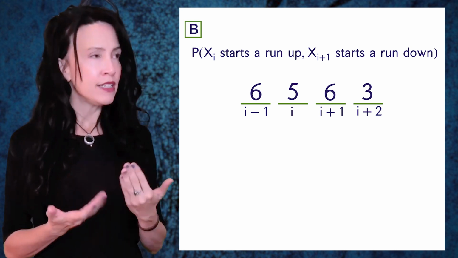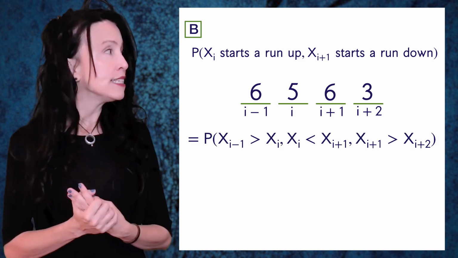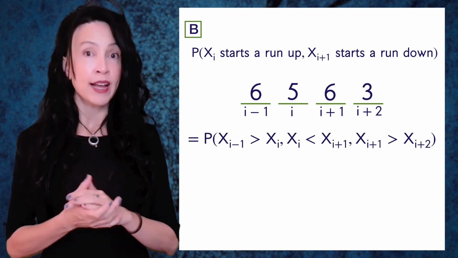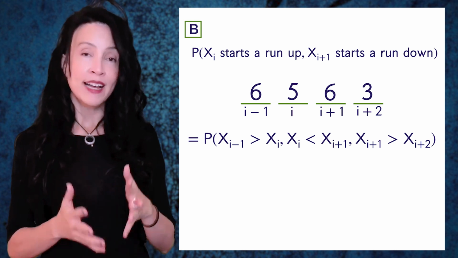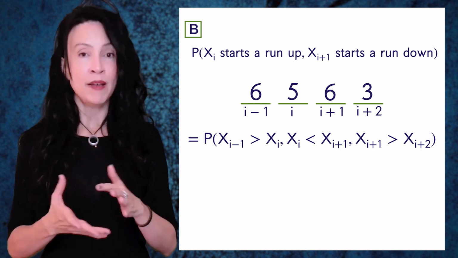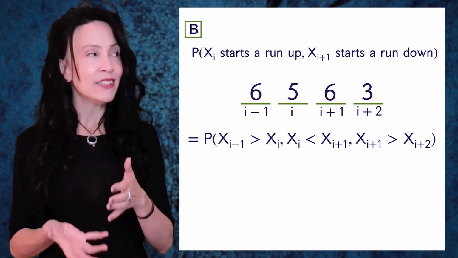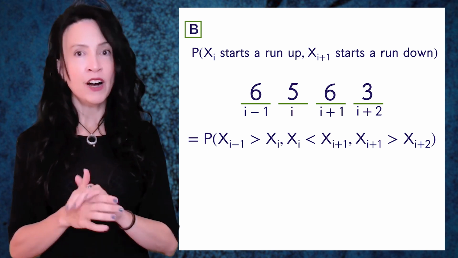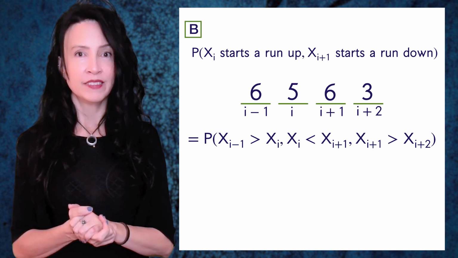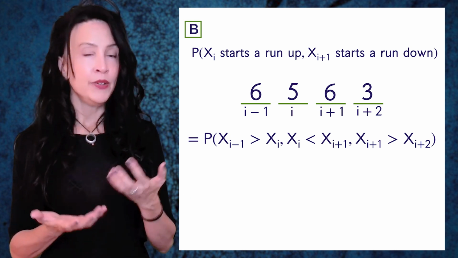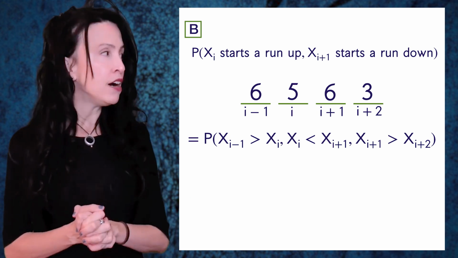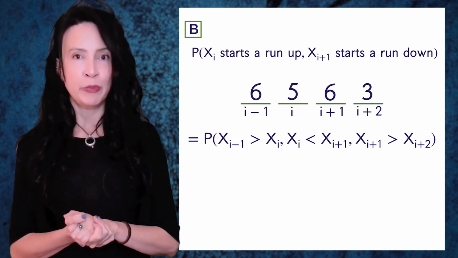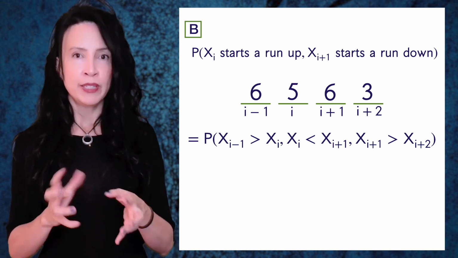What we need for this event to occur is we need x_{i-1} to be greater than x_i, and we need x_i to be less than x_{i+1}, and we need x_{i+1} to be greater than x_{i+2}. So we need all these things to happen. To compute this, I'm going to use that Markov approach. I'm going to need to condition on more than one variable here. So I'm going to pick the variables that appear the most.